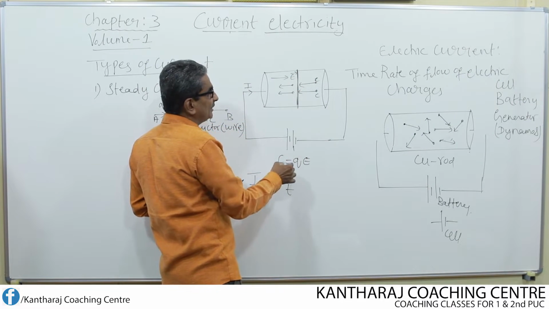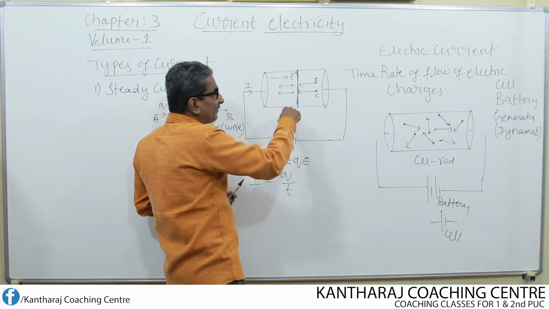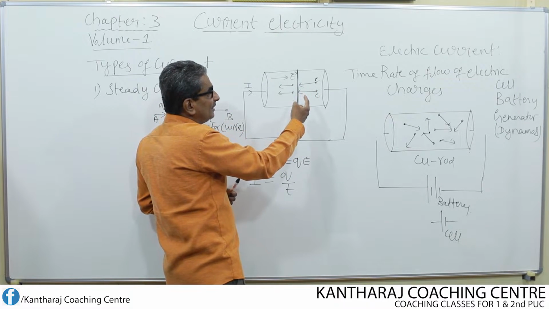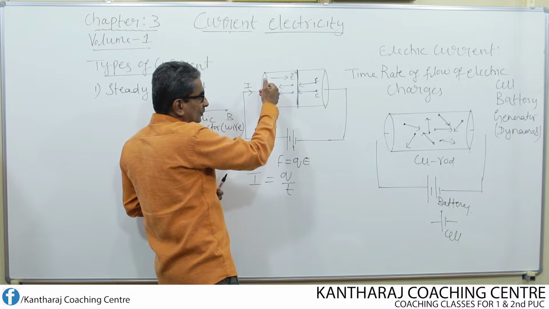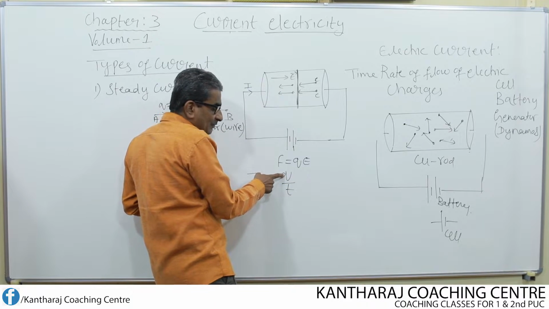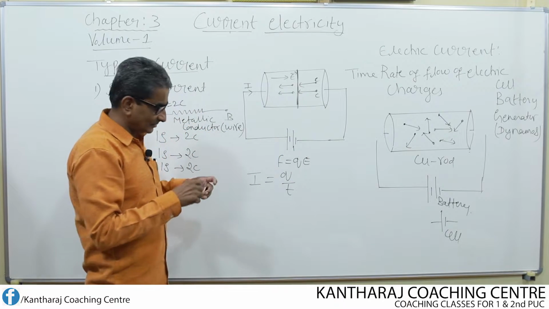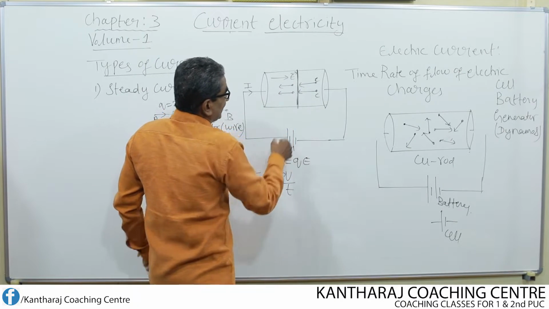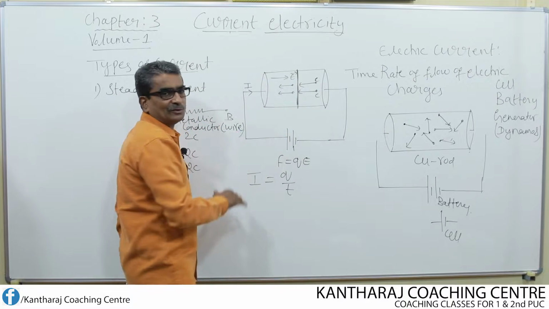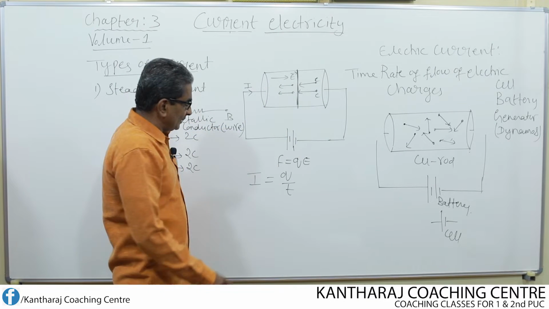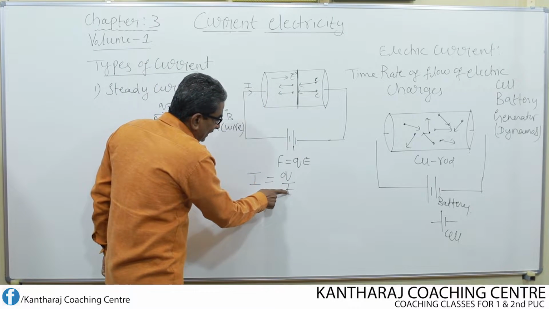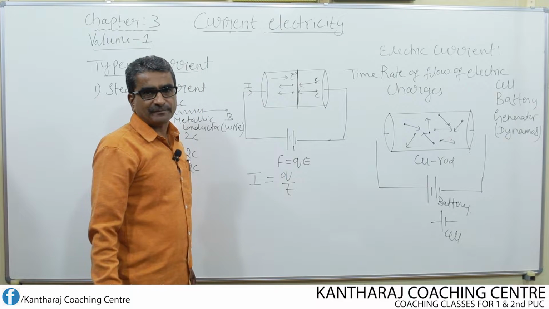Imagine the small portion. Through this, every 1 second, how much of charge that flows? That's nothing but the current. So that's nothing but the current through this cross section or current through this conductor. So mathematically it is given by I equal to Q by T.